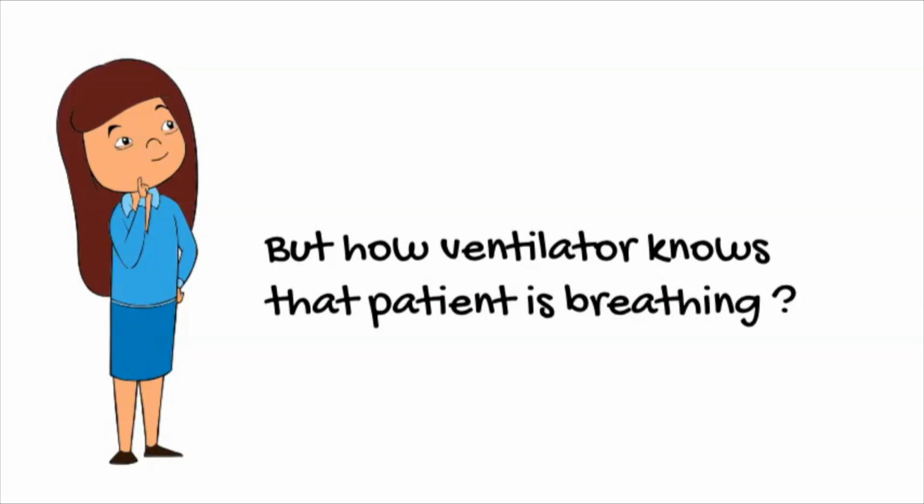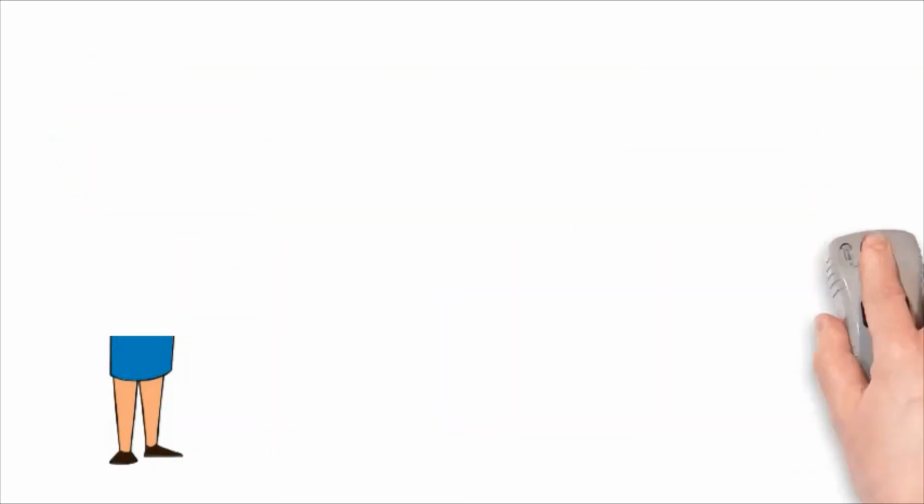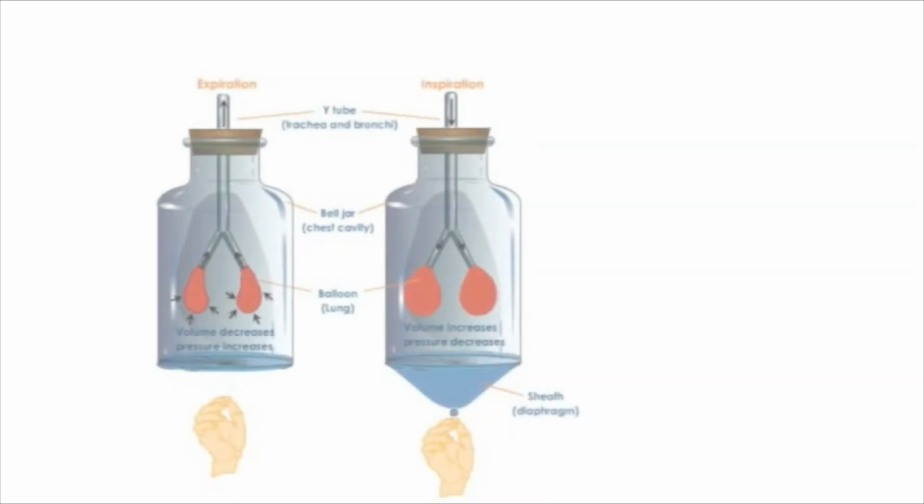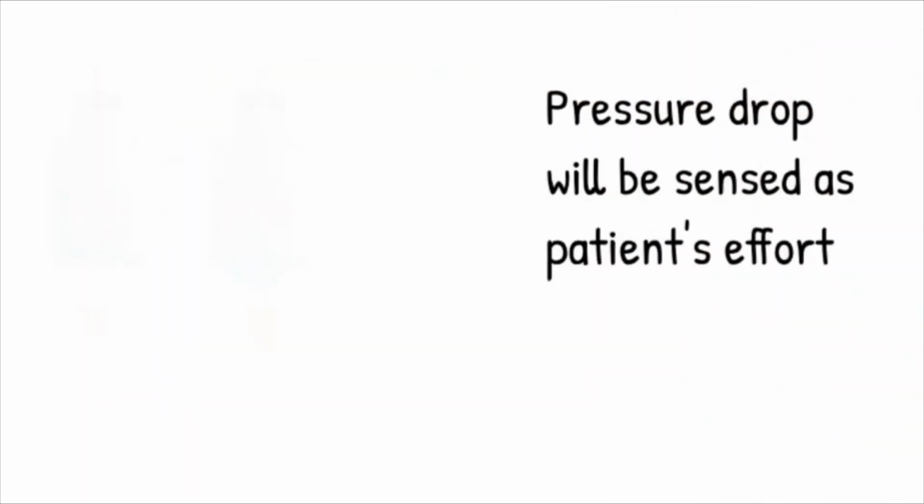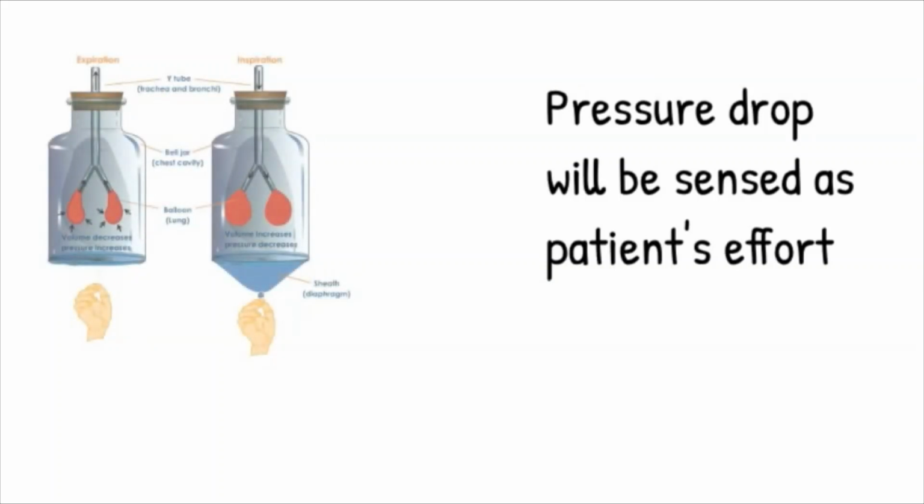For the pressure trigger, let's recall our school level experiment. When we pull the diaphragm, negative pressure is created inside the chamber and hence the air will enter from the outside. Similarly, when the patient initiates a breath or tries to initiate a breath, there will be a drop in the pressure inside the ventilator tubing, and that drop in the pressure will be sensed by the ventilator as the patient's effort.